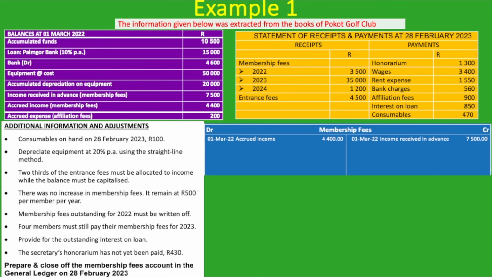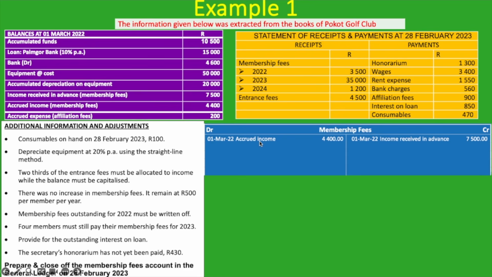What does this mean? Again, it goes back to accruals. Here's what it means. This amount of 3,500, which is under 2022, is for those members who owed us in the previous financial period, or owed us for the services that we provided in the previous financial period, and are only paying us in this financial period. In other words, how much did they owe us at the beginning of this year for last year's services? Well, they owed us 4,400. We've already dealt with that.